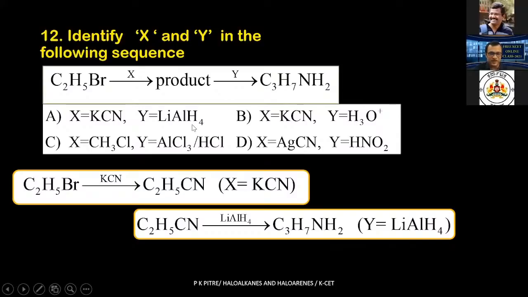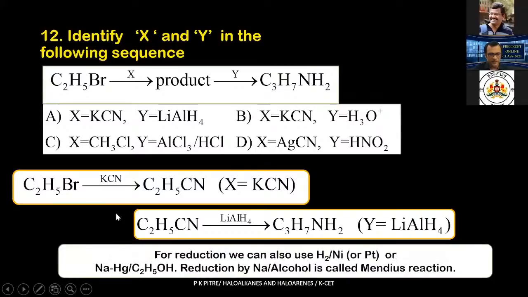So why should it be lithium aluminum hydride? If some other reagent was used, of course, for this reduction you can use hydrogen in presence of nickel also. You can use platinum also, or sodium amalgam can be used in presence of ethyl alcohol. This is also important, you should remember: reduction of this is possible in presence of sodium and alcohol. This reaction will be called Mendius reaction in such cases.